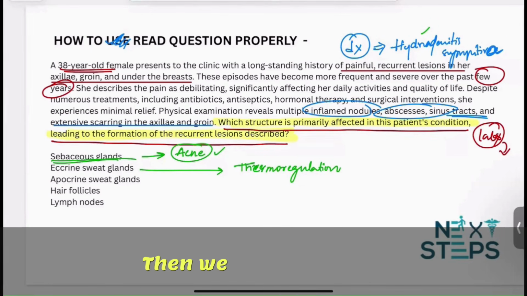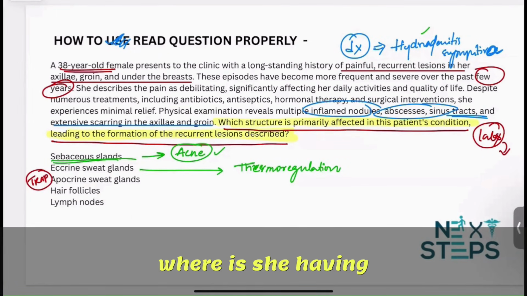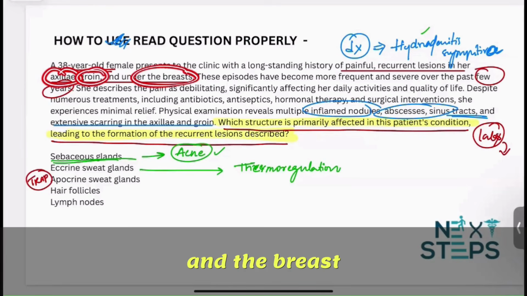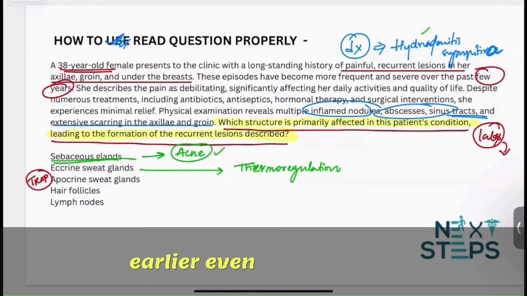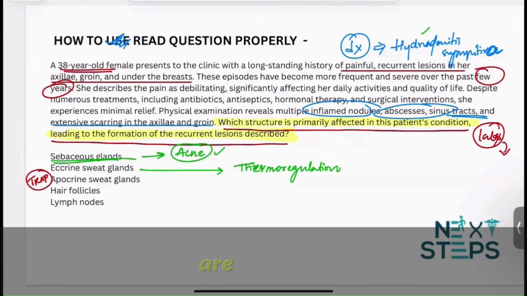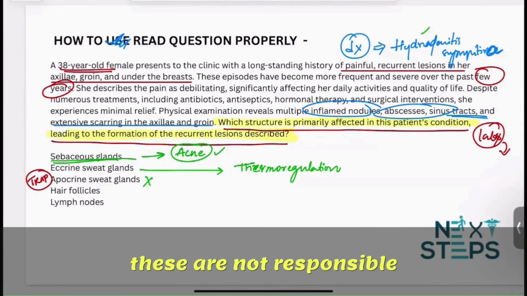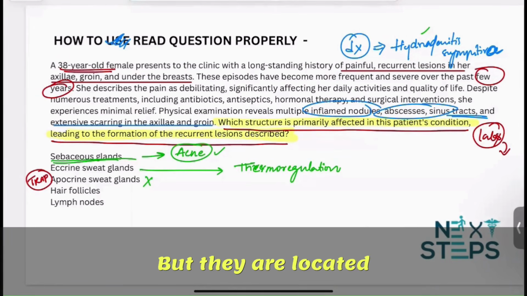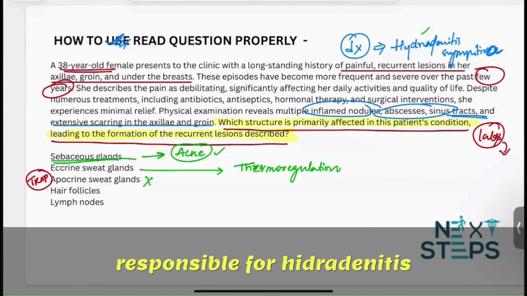Okay, then we have apocrine sweat glands. This is, I would say, a common trap, because of the location. Wherever the patient is having lesions, where is she having them? Axilla, groin, and the breast, wherever the apocrine sweat glands are present. To be honest, earlier even doctors used to think that they are responsible for hidradenitis suppurativa, but as per the latest information, or what we are learning, these are not responsible. They are located in the axilla and breast, but they are not responsible for hidradenitis suppurativa.